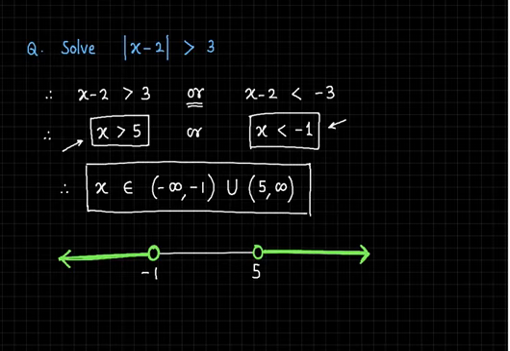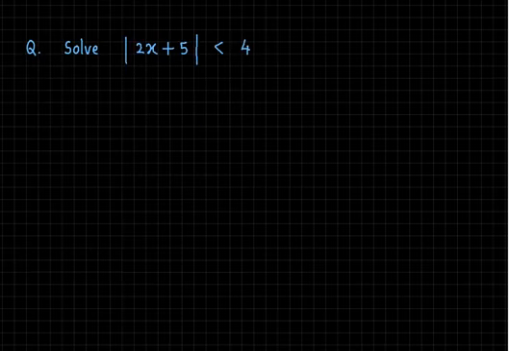Okay, let's see another question. Okay, now here we have mod of 2x plus 5 less than 4. Okay. For the time being, let us forget what is there inside the mod. Just look at it as mod of something is less than 4. Right? So therefore that particular something has to lie between minus 4 and 4, isn't it, as per the result that we saw.